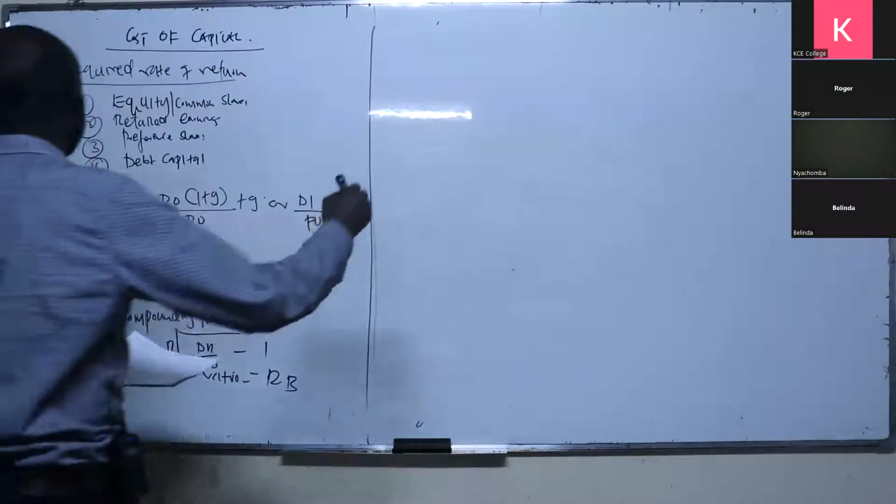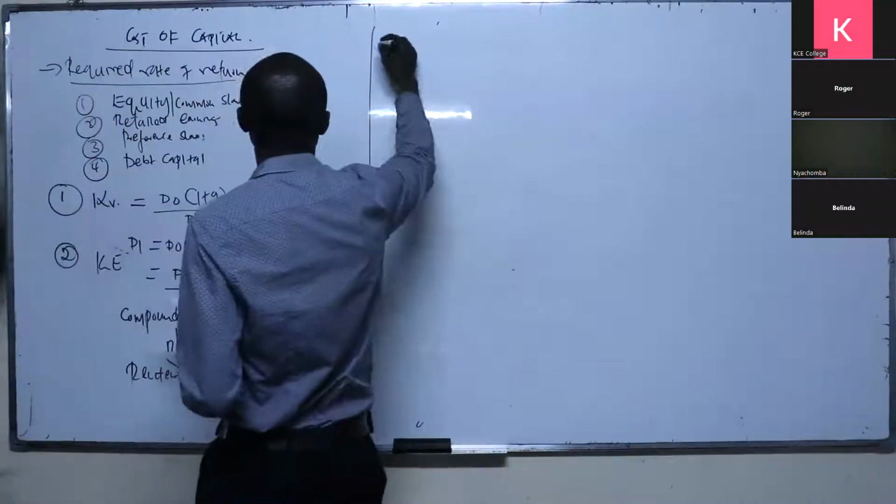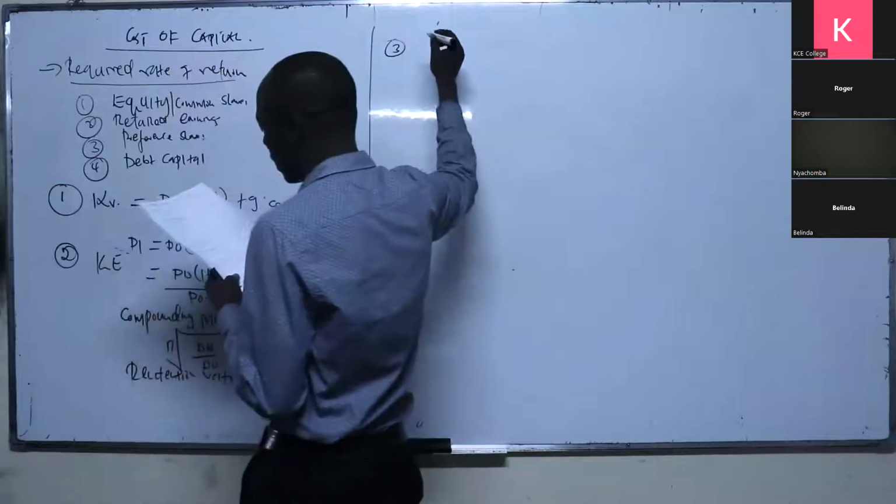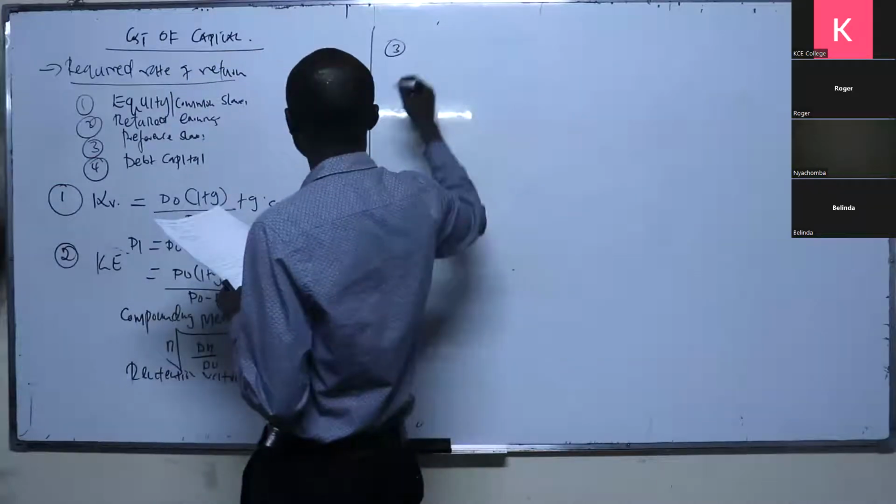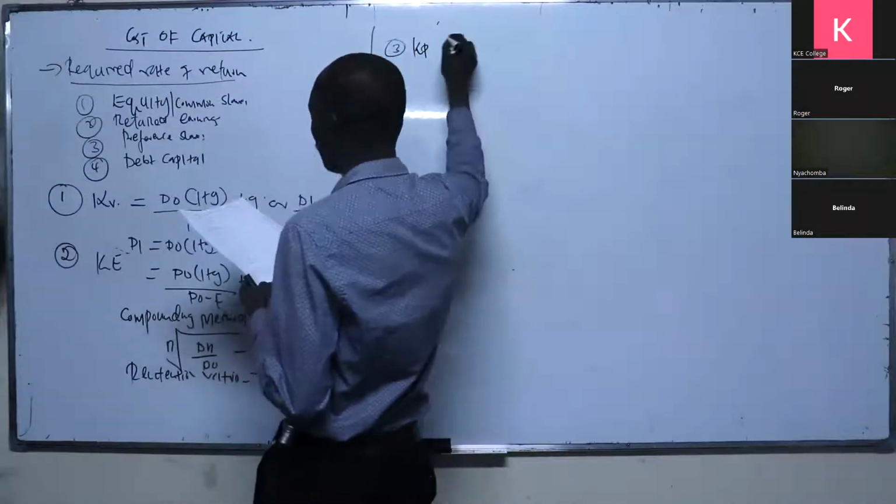Then number 3 is the cost of preference shares. The cost of preference shares, KP. That is the initial cost of preference shares.